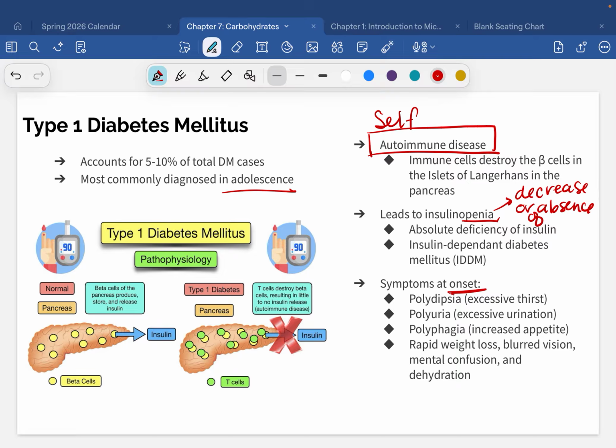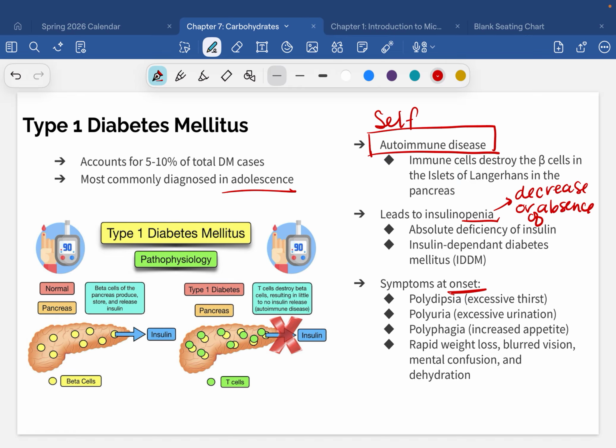And then some of the other symptoms will be things like rapid weight loss, again, because this person is basically starving to death, even though they are eating. Blurred vision, mental confusion, because, again, if your body does not have energy, your brain is not going to work. Your muscles are not going to work. Everything in your body is not going to work or function. And then dehydration as well, because of the excessive urination. Basically the patient is in a semi-starved state because the glucose cannot be removed from the blood and used as a food source.